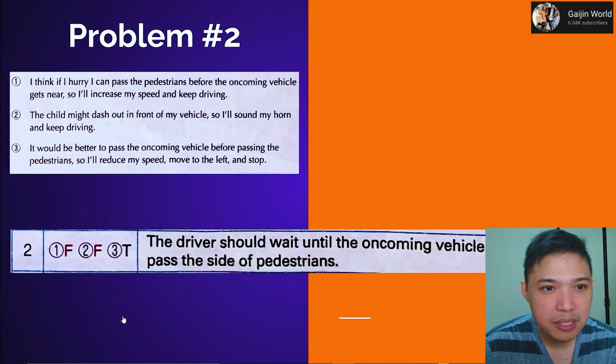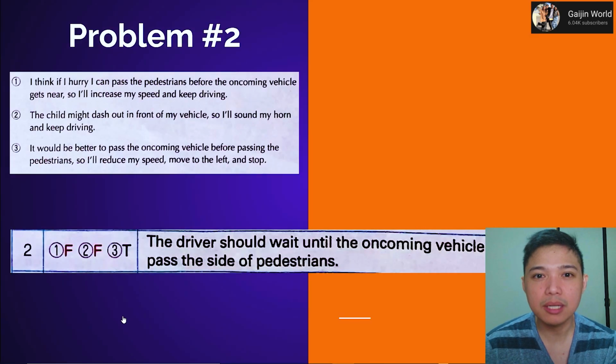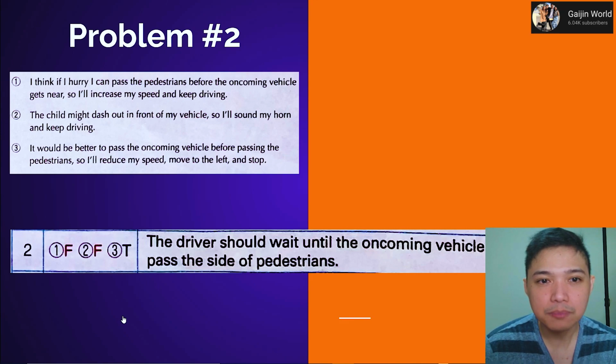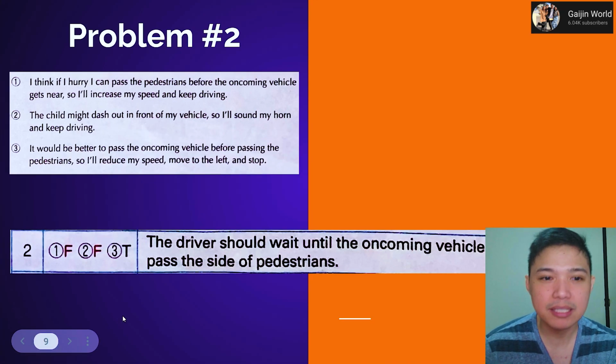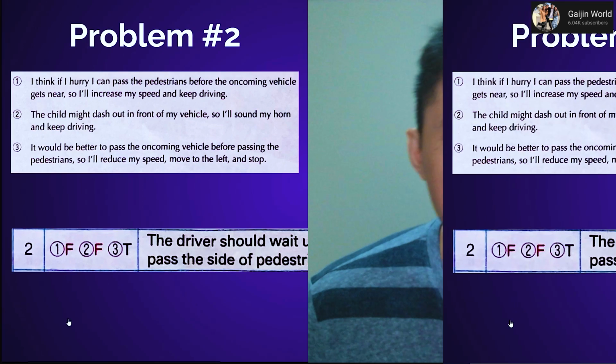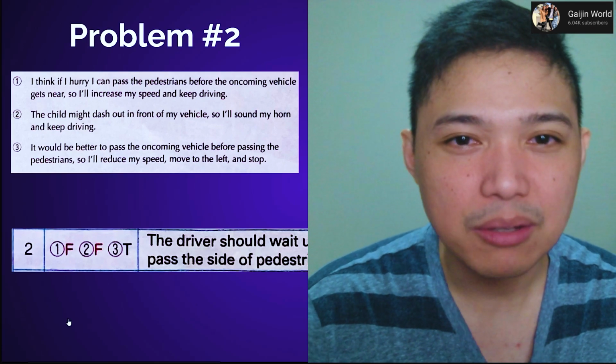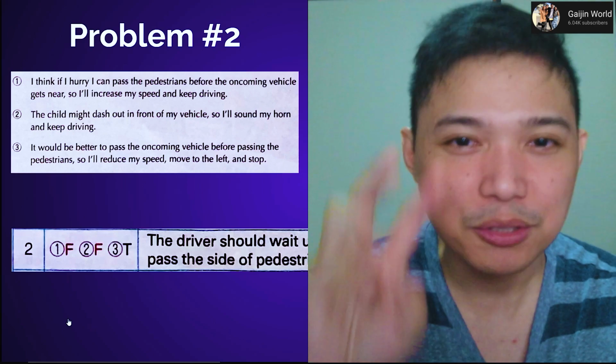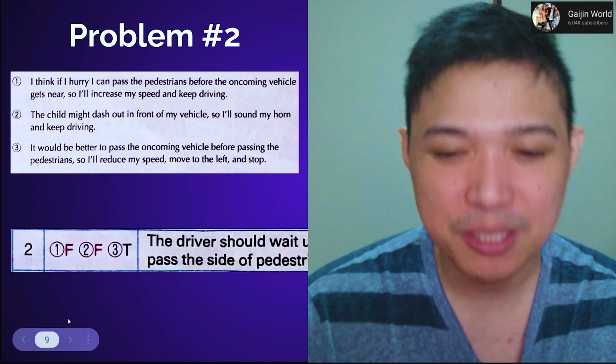The driver should wait until the oncoming vehicle passes the pedestrians, and then pass the pedestrians. So it's false, false, true. Okay, let's proceed to problem number 3, guys.